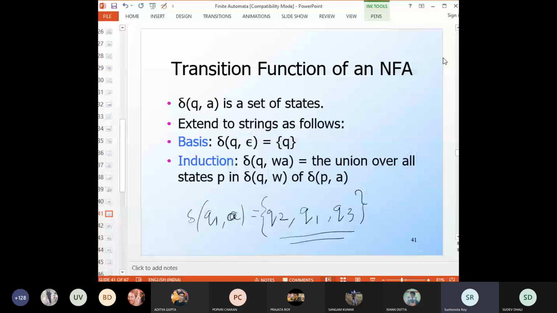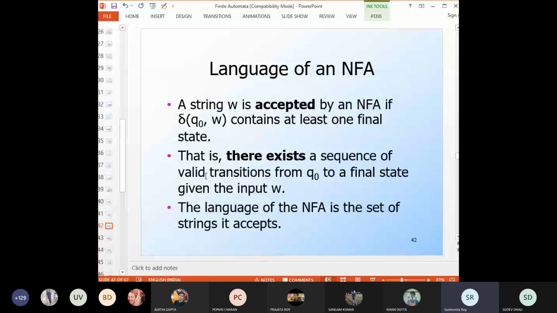As far as this induction is concerned, it is the same as before. This is defining delta hat. Okay, so the language of an NFA, a string is accepted by an NFA. This is what we have already seen. A string w is accepted by an NFA if delta hat of Q0, w contains at least one final state. Multiple final states are possible, but at least one has to be there. If there exists a sequence of valid transitions from Q0 to a final state, then the string is accepted by the finite automata. So the language of an NFA is the set of strings it accepts.